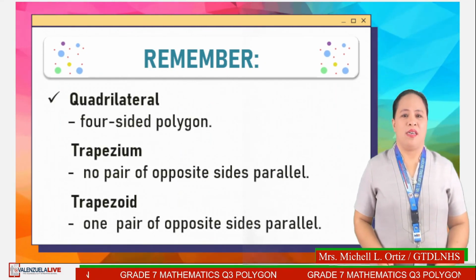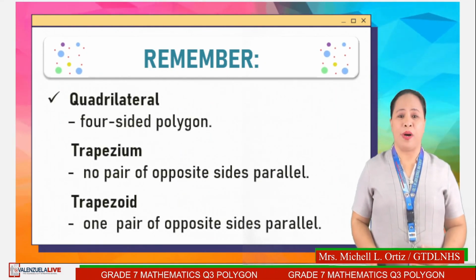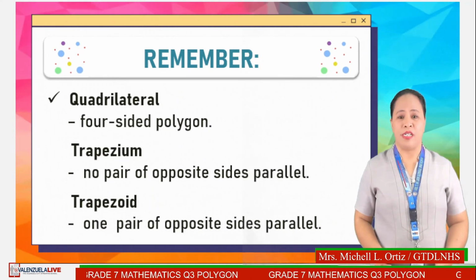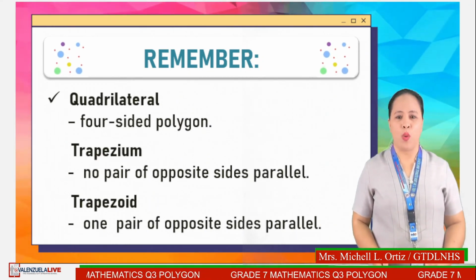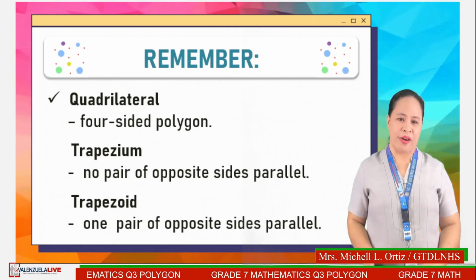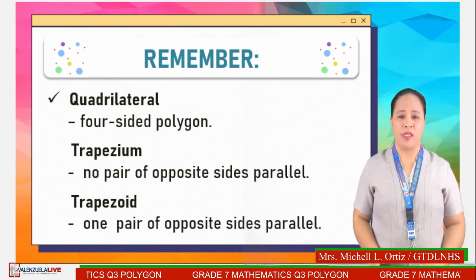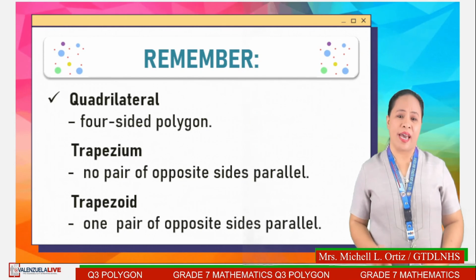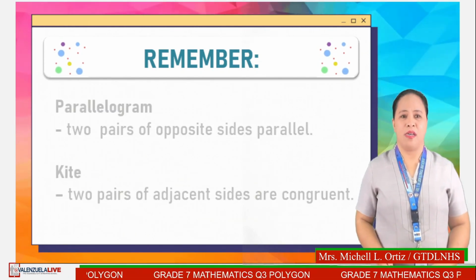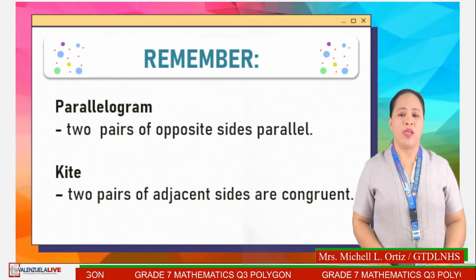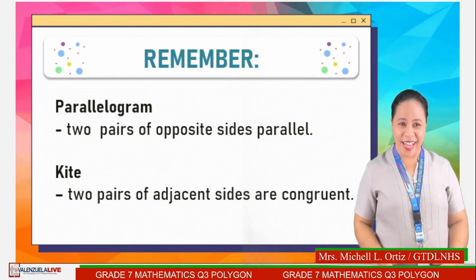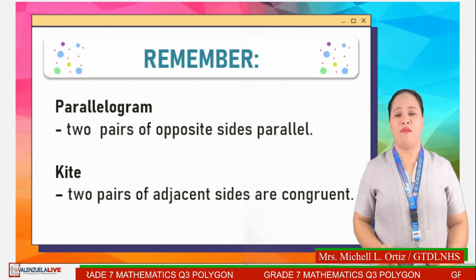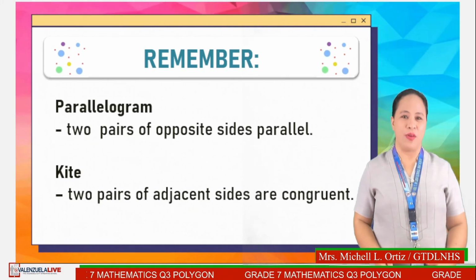Quadrilateral is a four-sided polygon. There are different kinds of quadrilateral: trapezium, no pair of opposite sides parallel; trapezoid, with one pair of opposite sides parallel; parallelogram, with two pairs of opposite sides parallel; and kite, with two pairs of adjacent sides congruent.